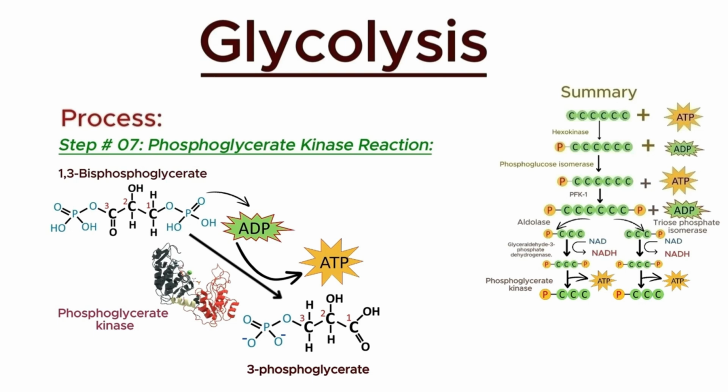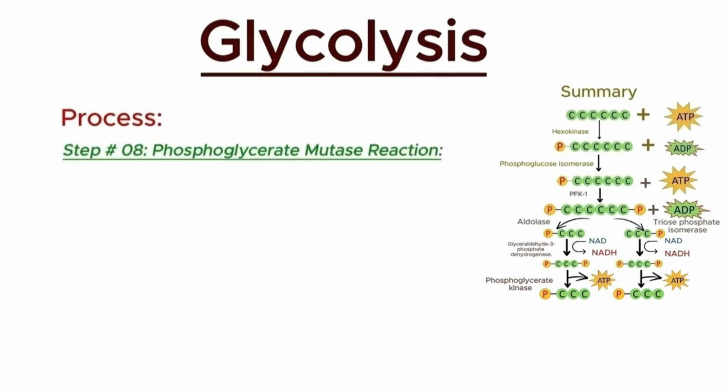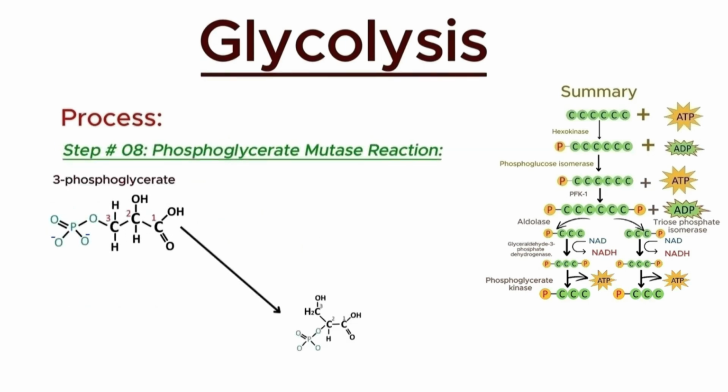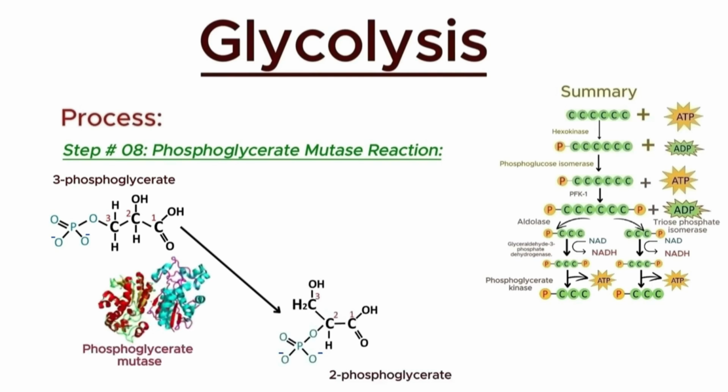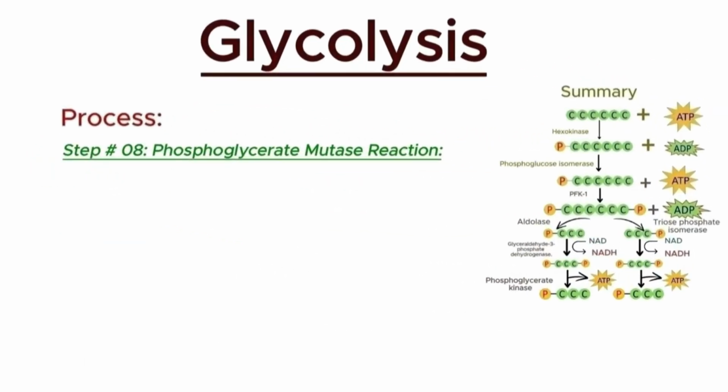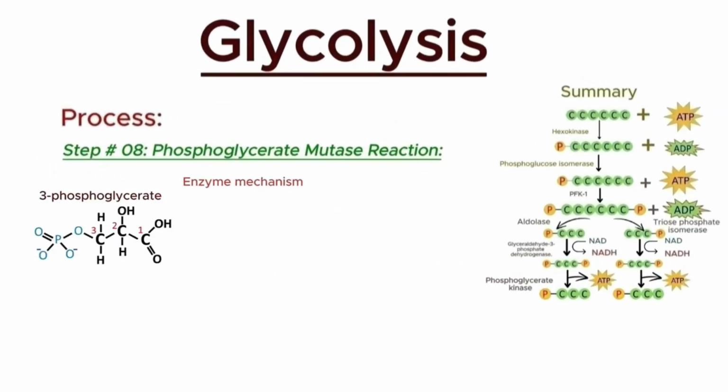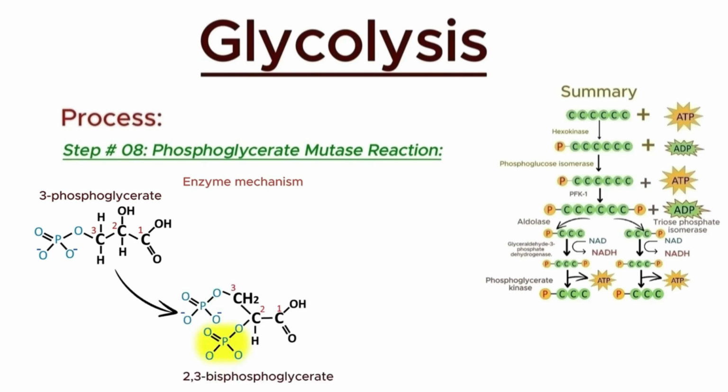In the eighth step of glycolysis, 3-phosphoglycerate is converted into 2-phosphoglycerate. This reaction is catalyzed by the enzyme phosphoglycerate mutase. Phosphoglycerate mutase catalyzes the transfer of a phosphate group from the third carbon to the second carbon of the molecule. This enzyme operates via a mechanism that temporarily adds a second phosphate to the molecule, creating an intermediate called 2,3-bisphosphoglycerate. The enzyme then removes the original phosphate from the third carbon, resulting in the formation of 2-phosphoglycerate.